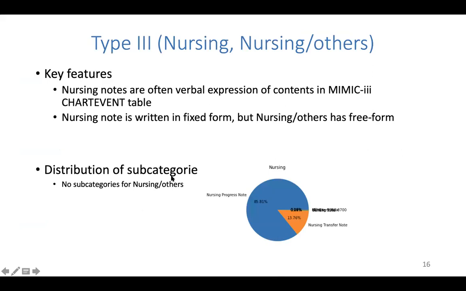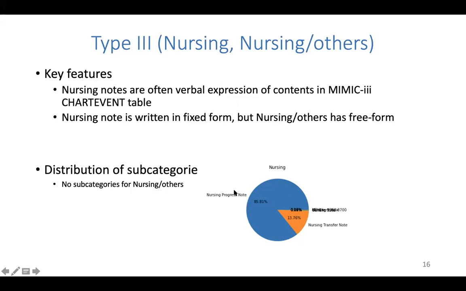Type 3 are nursing notes. So nursing notes are very often verbal expression of contents in chart events table. Chart events table is what is generated for patients staying in the ICU. There's a lot of vital information, like blood pressure, temperature, respiratory rate, and pulse rate, which keep going into chart events, so those are mainly recorded in the nursing notes as well.